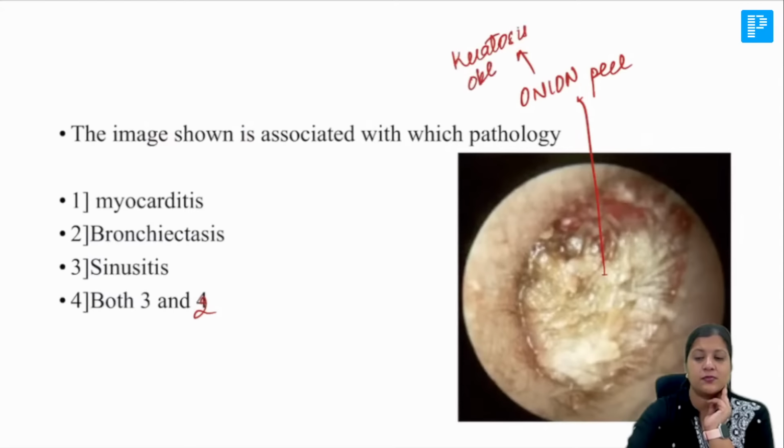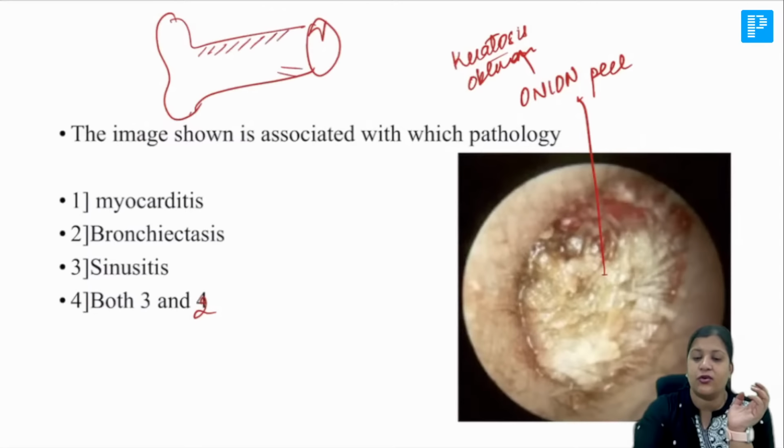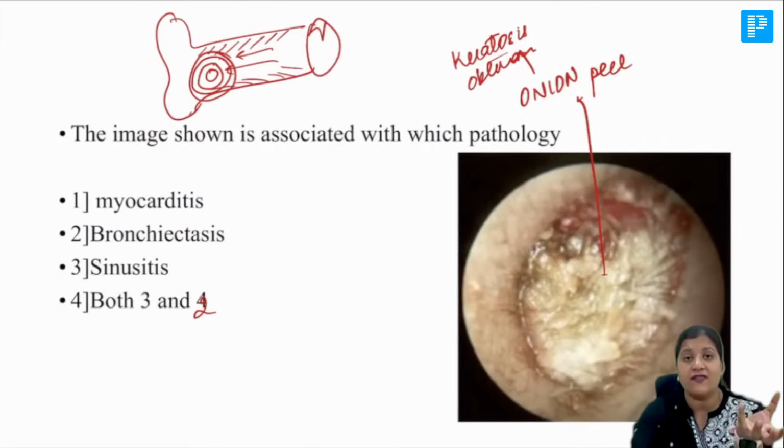So keratosis obturans is a condition where the dead epithelium of the canal gets piled up and accumulated. It is because of the ciliary defect that is there in the external auditory canal. Normally the cilia will beat the epithelium onto the outside, but if the cilia are not functioning well and the epithelium accumulates one layer over another layer over another layer, it will result in keratosis.